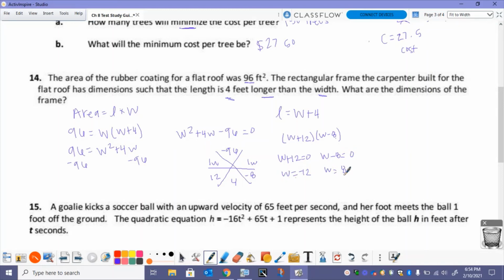So you have a negative and you have a positive. So forget about your negative. We know that width cannot be negative, neither can length, right? So we need that positive number. So we figured out our width. Let's plug it into our formula and solve for length. So we would have 8 plus 4, which is going to give us 12. So we'll write our answer over here. Make sure you're writing your answers in the correct units. So our width is 8 feet. And our length is 12 feet.